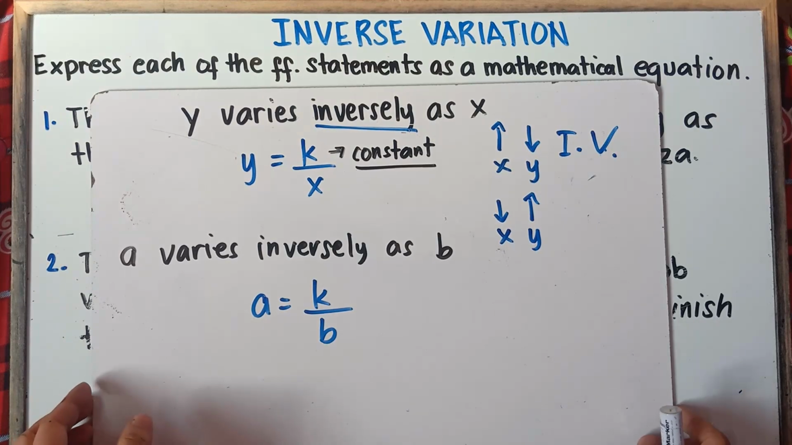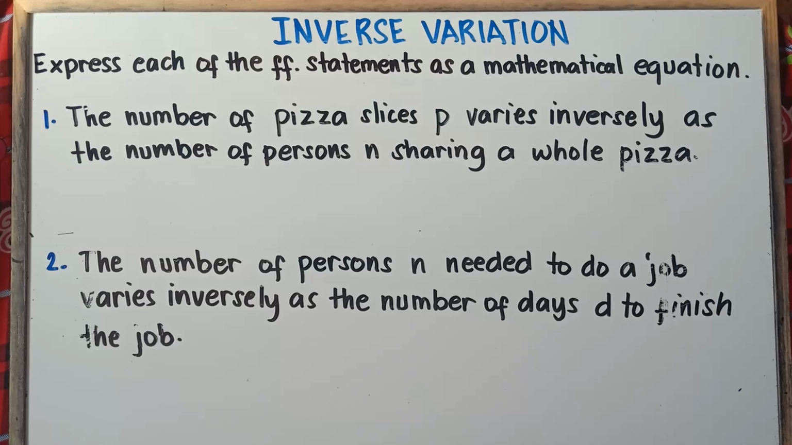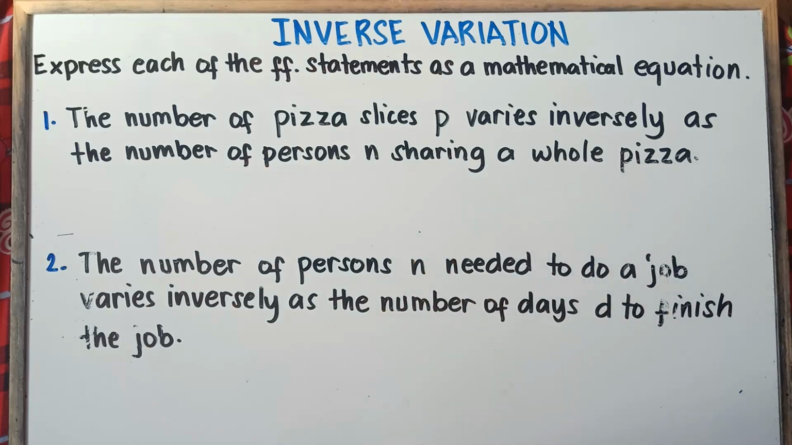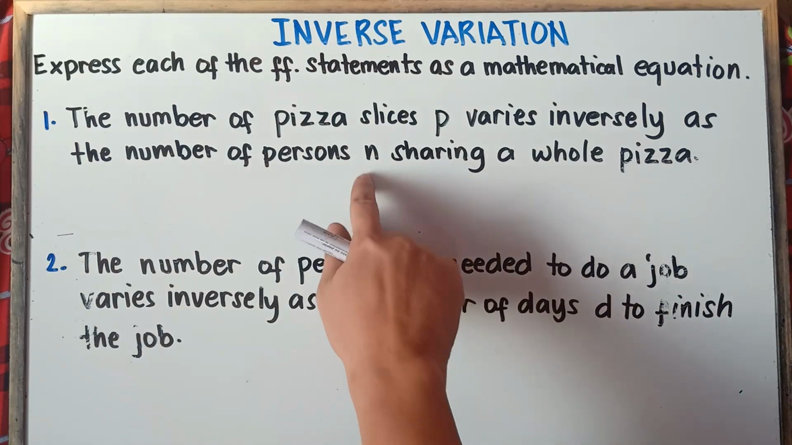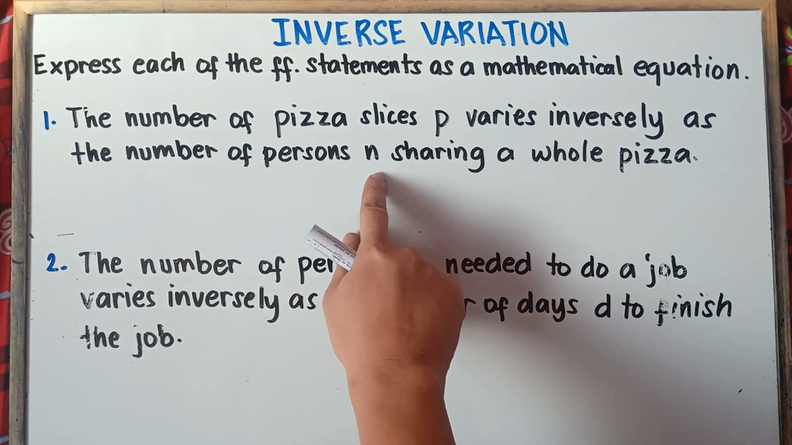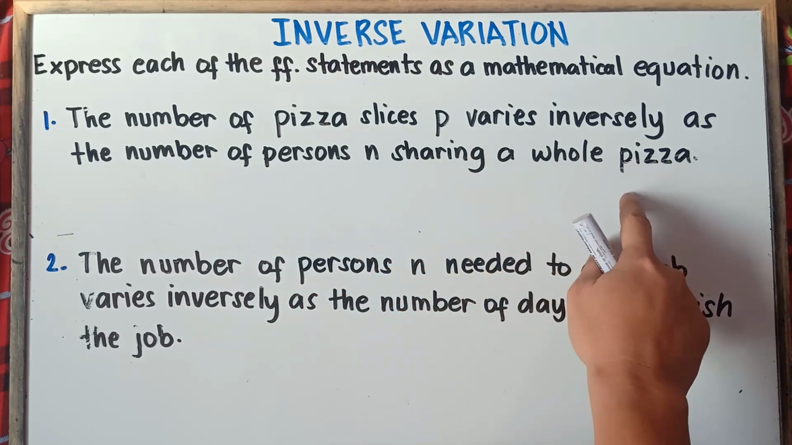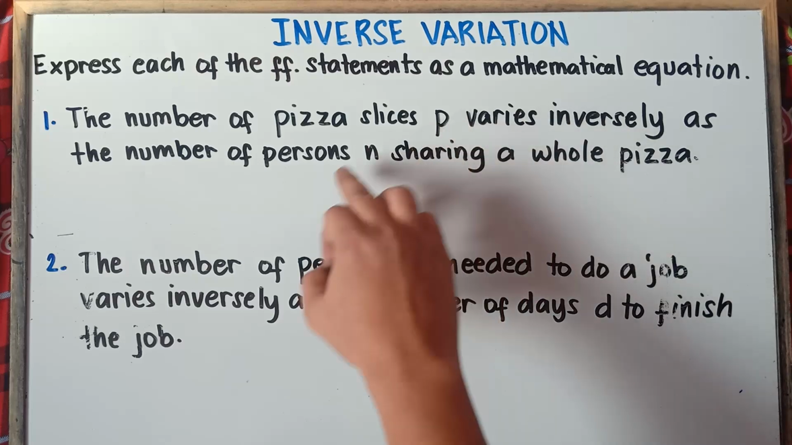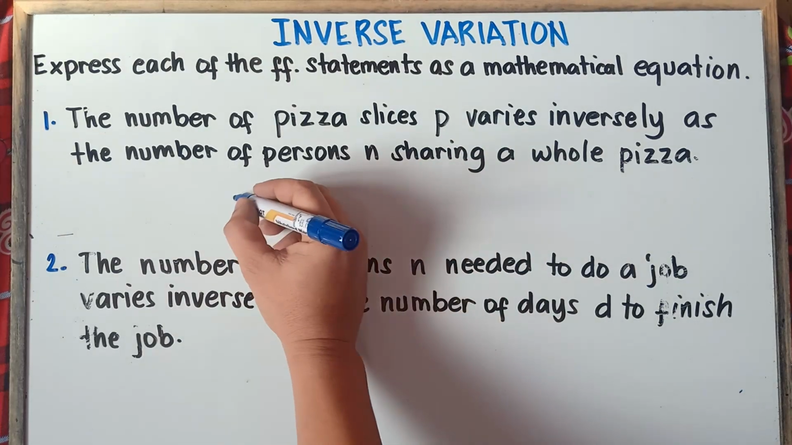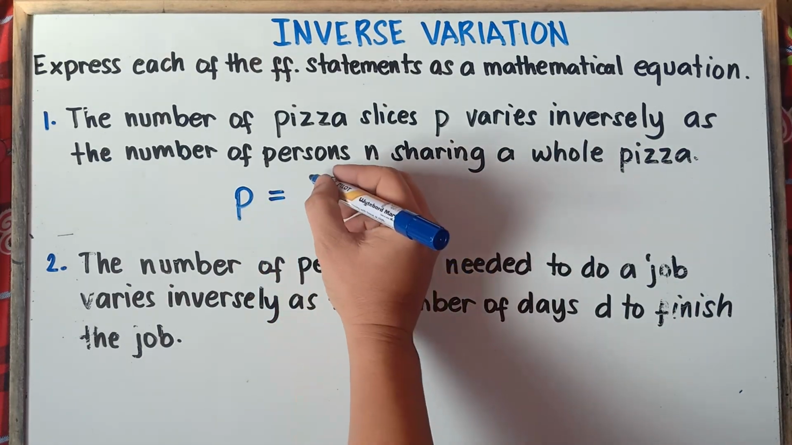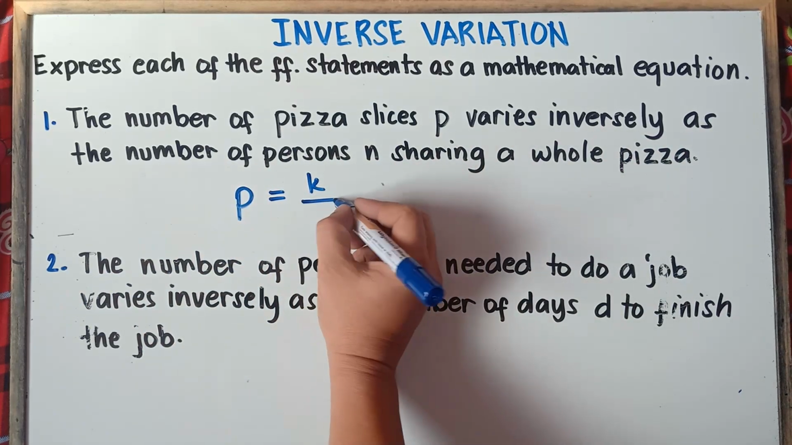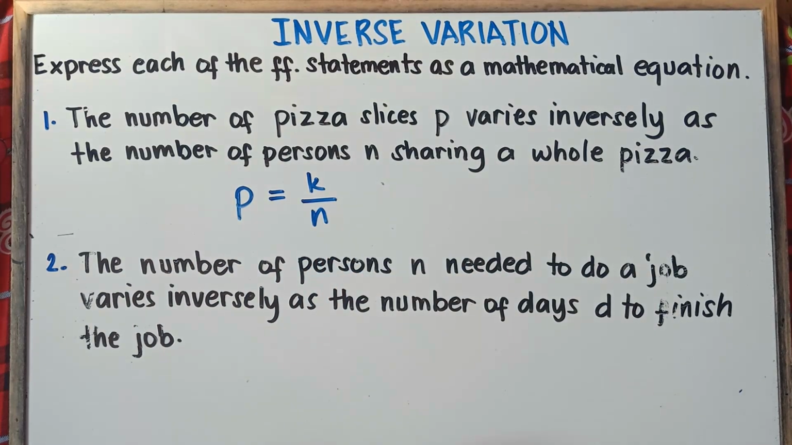So let's answer number 1 and number 2. Number 1: the number of pizza slices P varies inversely as the number of persons N sharing a whole pizza. P is denoted by the word pizza, and the number of persons is denoted by N. To write this, we have P varies inversely, so P equals, then do not forget K, inversely as the number of persons N. So K over N. That's it, class. That's the answer for number 1.